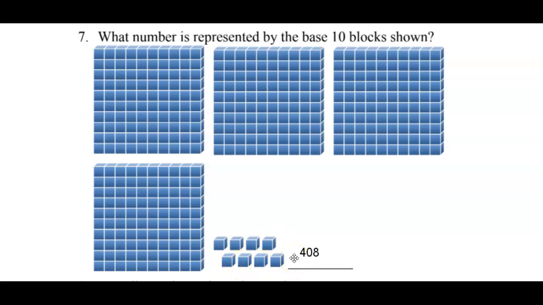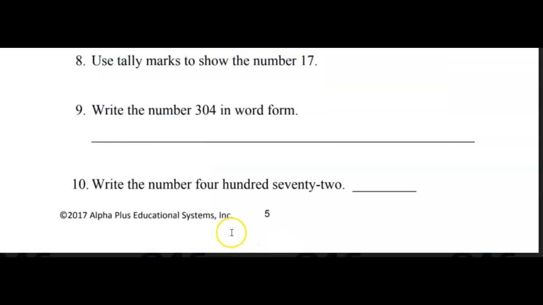1, 2, 3, 4, 5, 6, 7, 8. I'm going to write the number 8. So you should have written down 408. Is that what you wrote down? That's the correct answer. 408. Hey, only 3 more left to do with me.